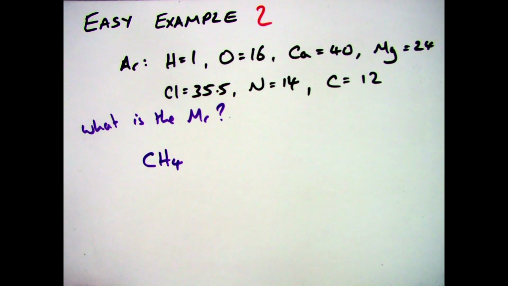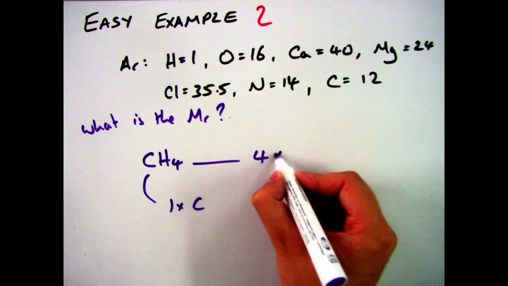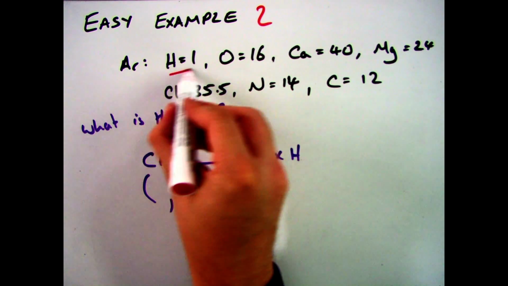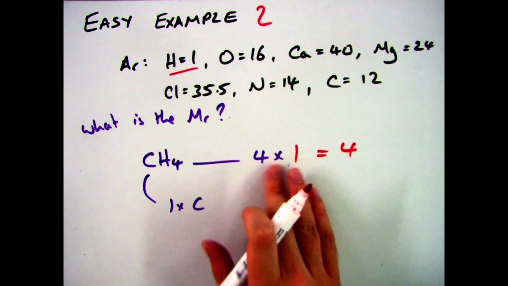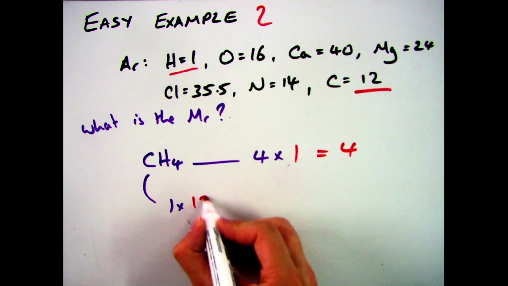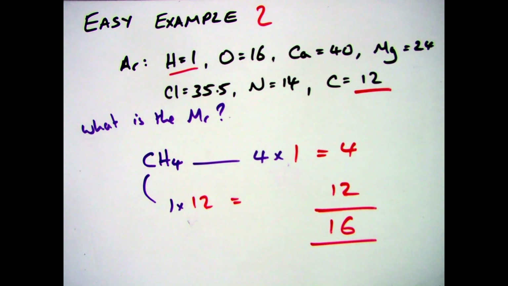On to example 2 then, CH4. So I've got 1 carbon, and I've got 4 hydrogens. So I take the atomic mass, which for hydrogen is 1, 4 times 1. And for carbon it is 12, so 1 times 12. And then add those together, 4 plus 12 gives me 16.